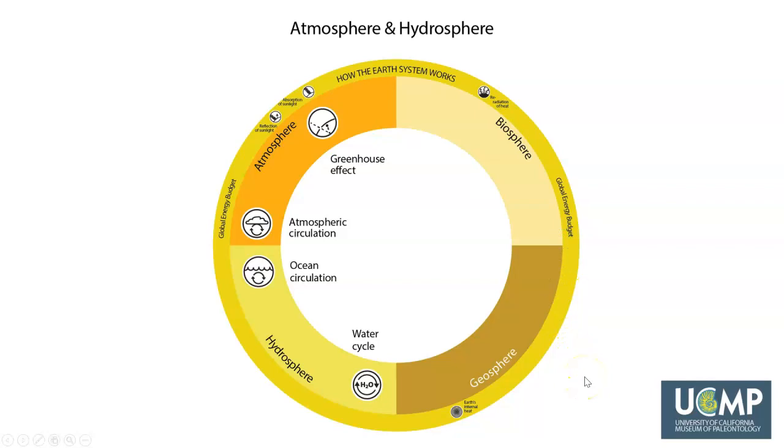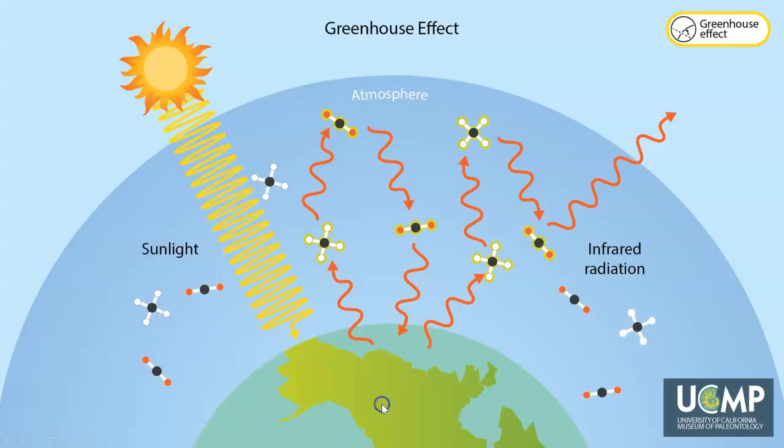The global energy budget powers the fundamental processes that shape the world around us. To explain how the atmosphere and hydrosphere work, it is important to understand these 4 processes: the greenhouse effect, atmospheric circulation, ocean circulation, and the water cycle. Each of these processes will now be explained briefly. And once again, these icons are here, and when we get to the website, you'll be able to click on them and read more about it.